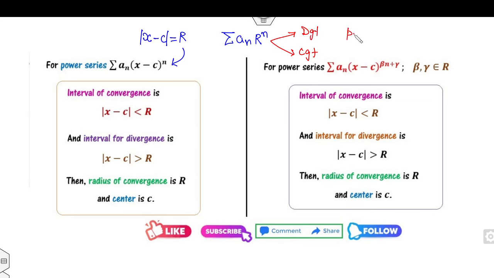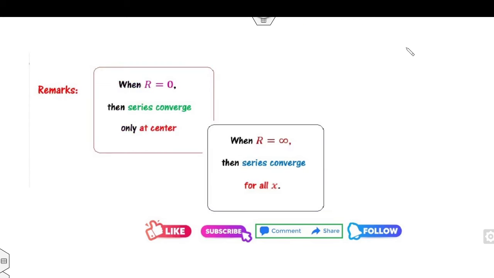You can apply either the p test, the limit comparison test, the root test, the ratio test, or any other test related to the convergence of infinite series. If you obtain that the radius of convergence is 0, then the series is convergent only at the center of the series. On the other hand, if R is infinity, the series is convergent for all x.